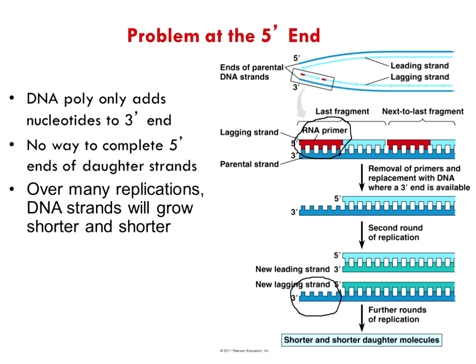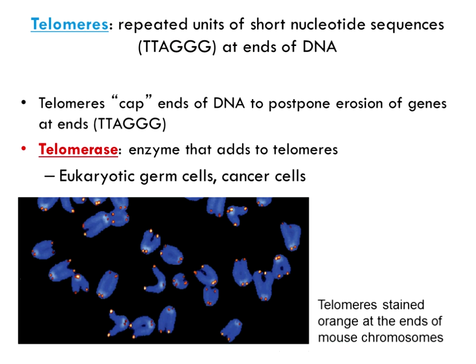So to help with that, so that we don't start having problems with actual important information being left out of the replication, there are these things called telomeres. Telomeres are repeated units that are short nucleotide sequences. This tends to be the sequence TTAGGG, and they're at the ends of DNA, repeated numerous times, and they're kind of like a cap at the end of the DNA.